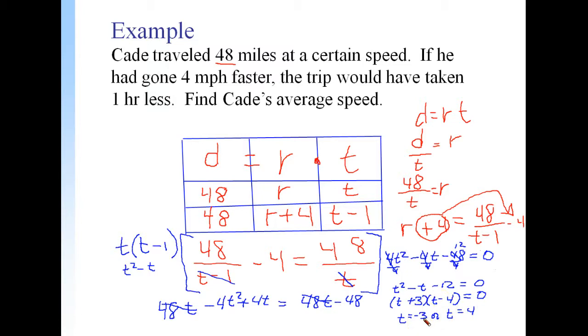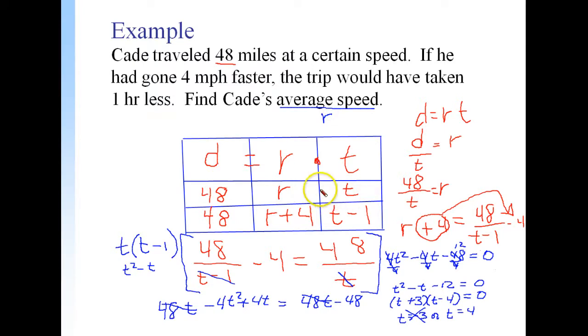Now, time is not negative. We can't go back in time, so that's our erroneous solution. So t is 4. But they're not asking for what is time. They're asking for average speed, which is going to be rate.